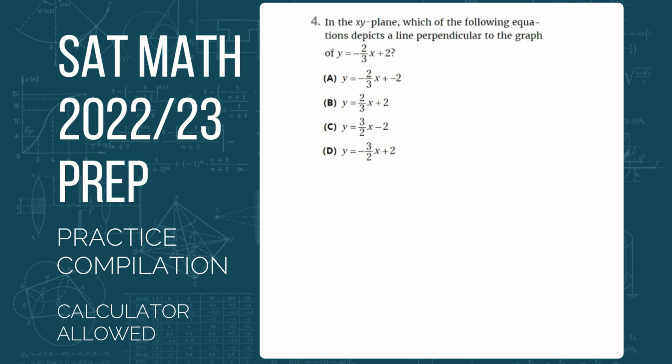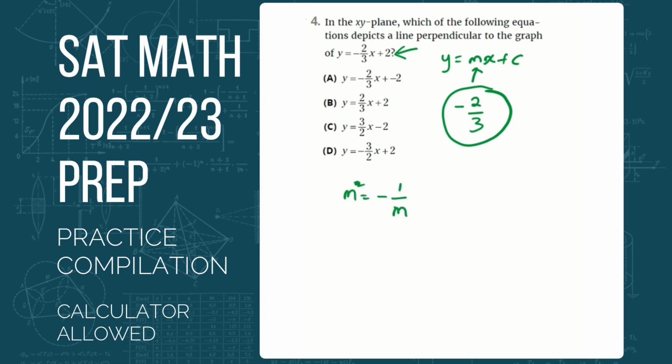In the xy plane, which of the following equations depicts a line perpendicular to the graph of y equals negative 2 over 3 x plus 2? Using the formula y equals mx plus c, where m is the slope of your line, the slope of this line is negative 2 over 3. Keep that in mind. Now if two lines are perpendicular to each other, their slopes are negative reciprocals, where the slope of the new line will be equal to the negative reciprocal of the slope of the first line. Since the slope is negative 2 over 3, let's put that in there.